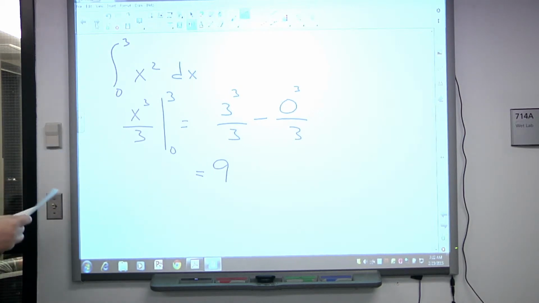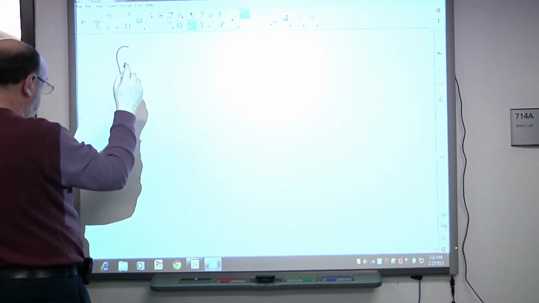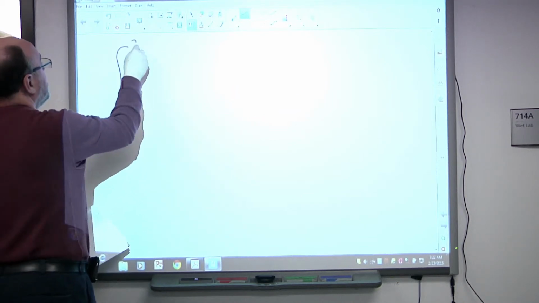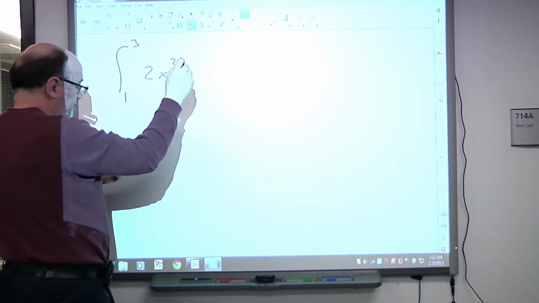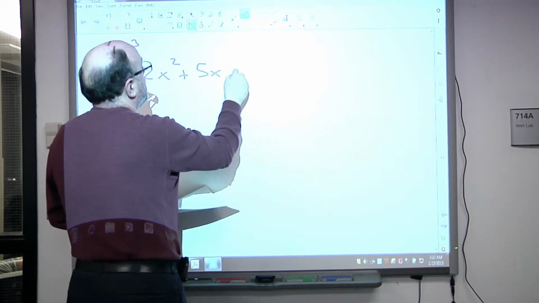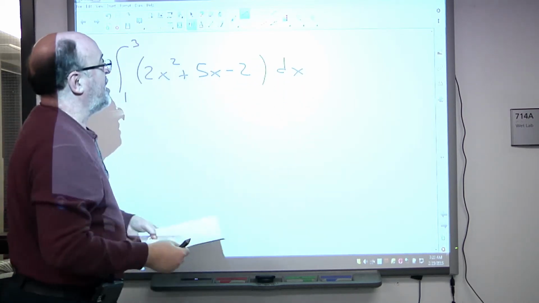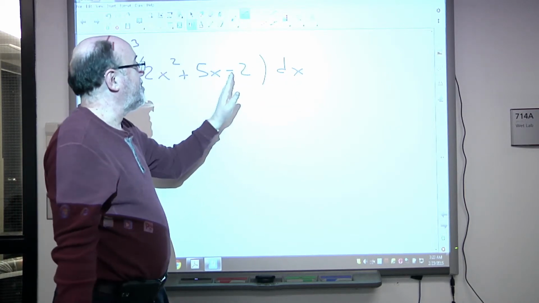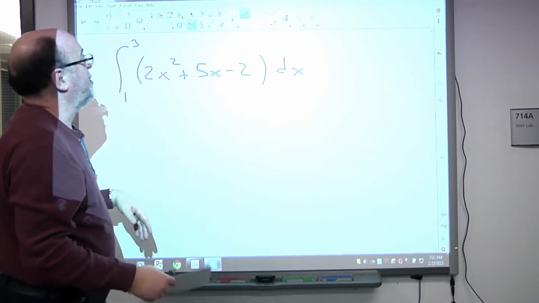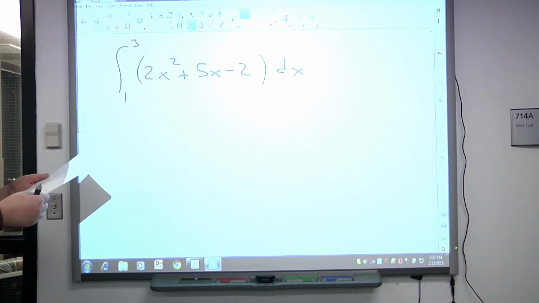So let's look at some examples of doing definite integrals. So we integrate from 1 to 3 of x squared plus 5x minus 2. Really, this dx out here tells you what variable we're integrating with respect to. Right? So actually I can integrate with respect to any variable, just as we can take derivatives with respect to any variable.